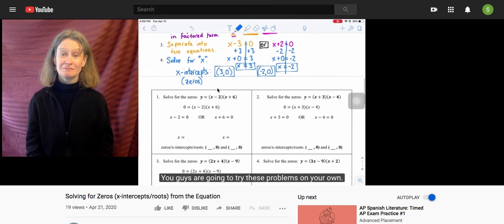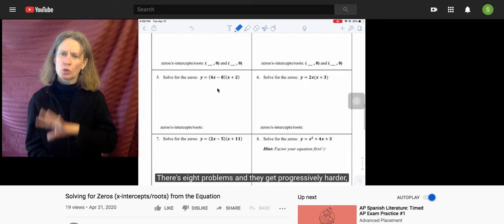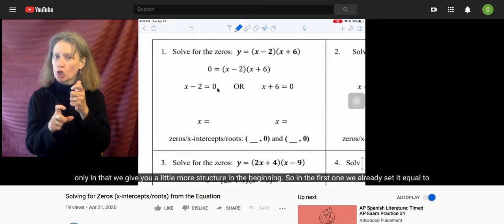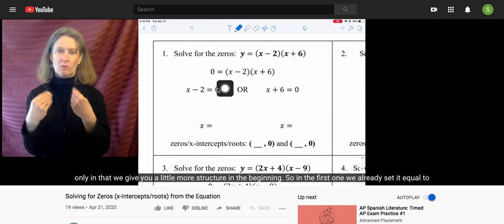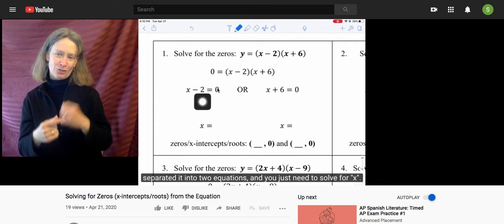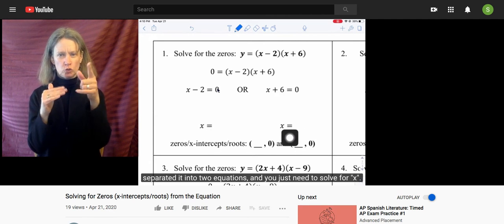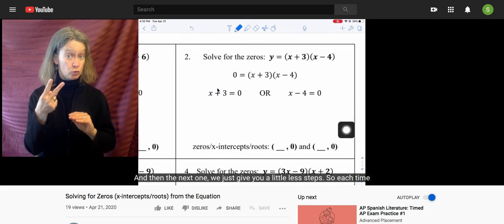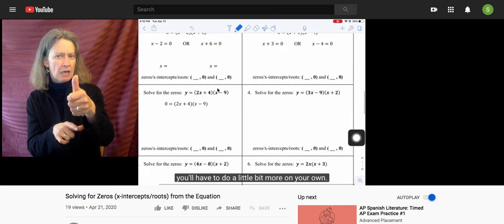You guys are going to try these problems on your own. There's 8 problems and they get progressively harder, only in that we give you a little more structure in the beginning. So in the first one, we already set it equal to 0, separated it into 2 equations, and you just need to solve for x. And then the next one, we just give you a little less steps. So each time you'll have to do a little bit more on your own.